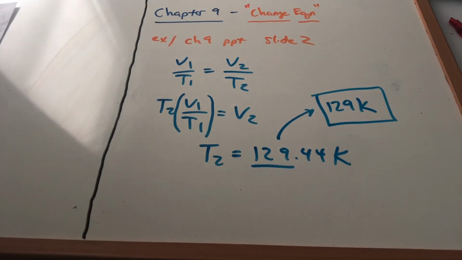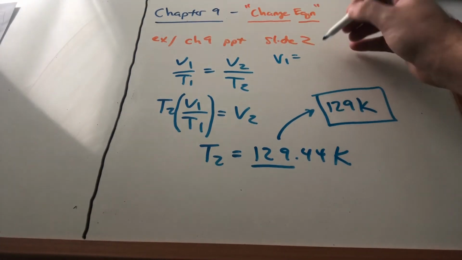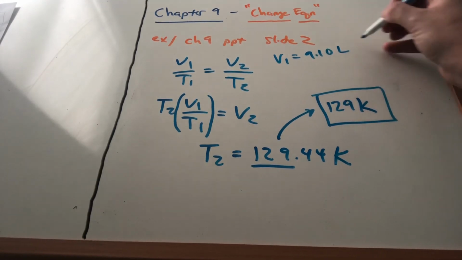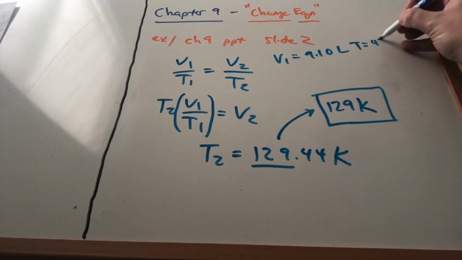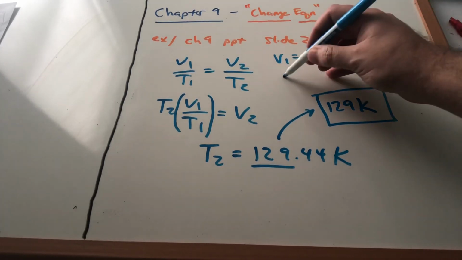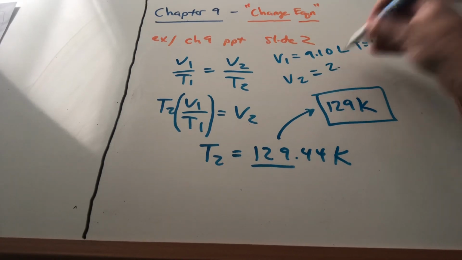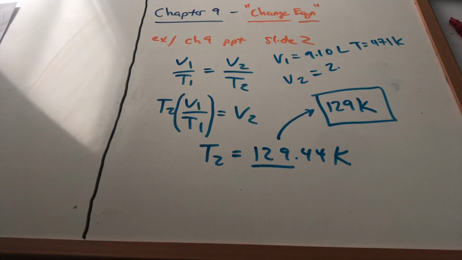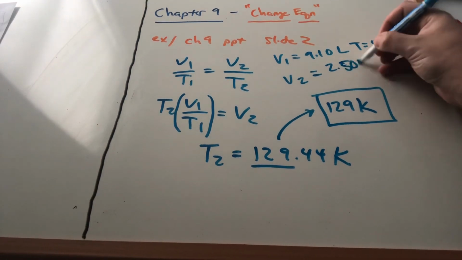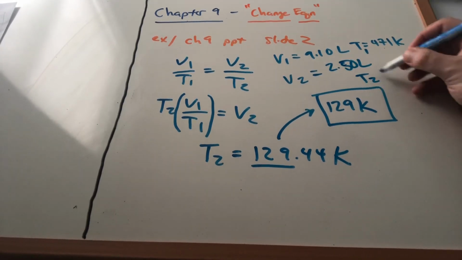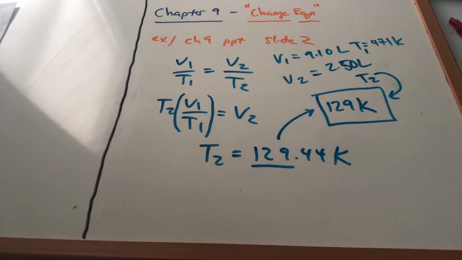Now let's make sense of our answer. One thing we can always do at the end of these problems is make sure that our answer makes sense. So let's review where we started. We started with a volume of 9.10 liters at a temperature of 471 Kelvin. We ended up with a V2 of 2.50 liters at a T2 of 129 Kelvin.